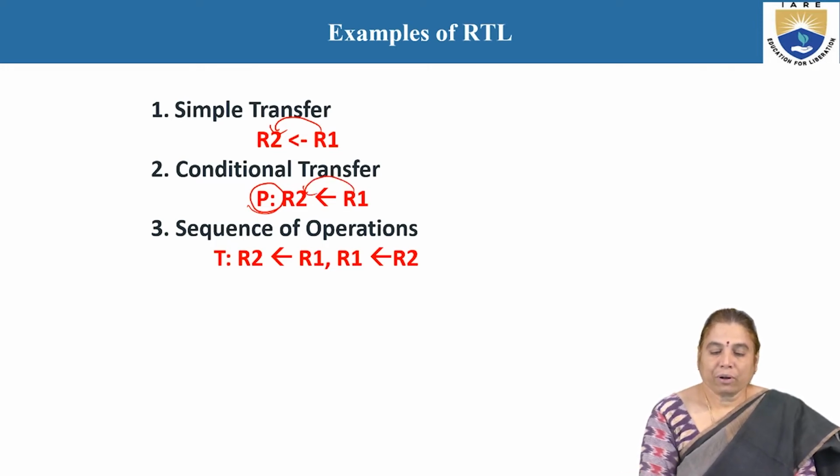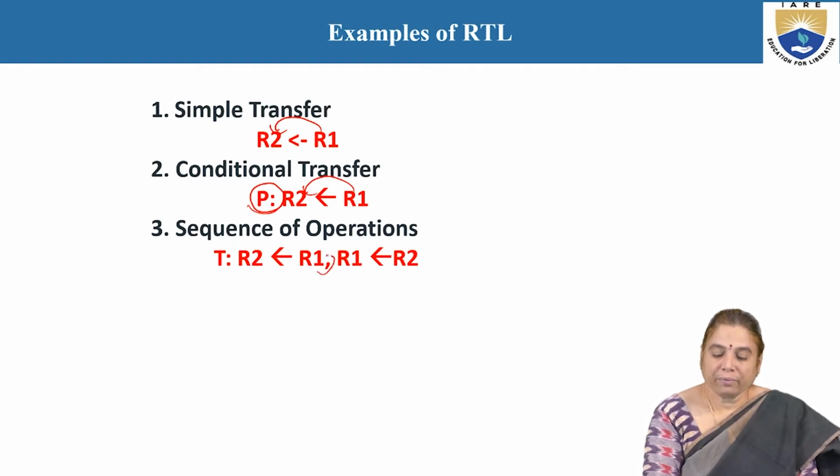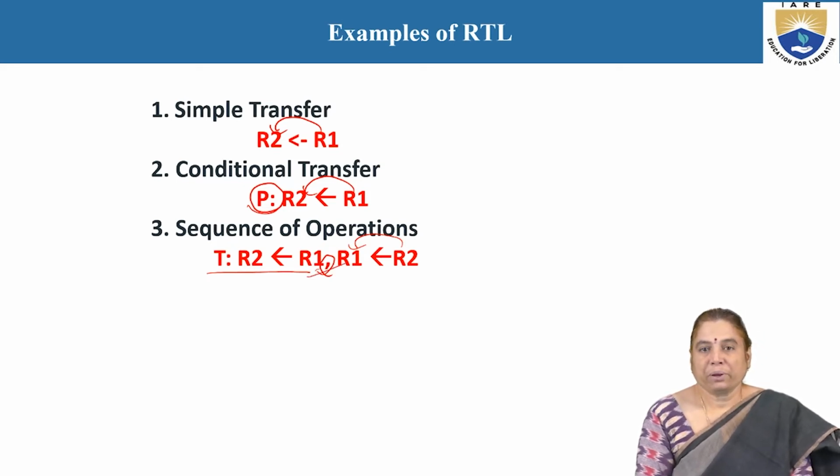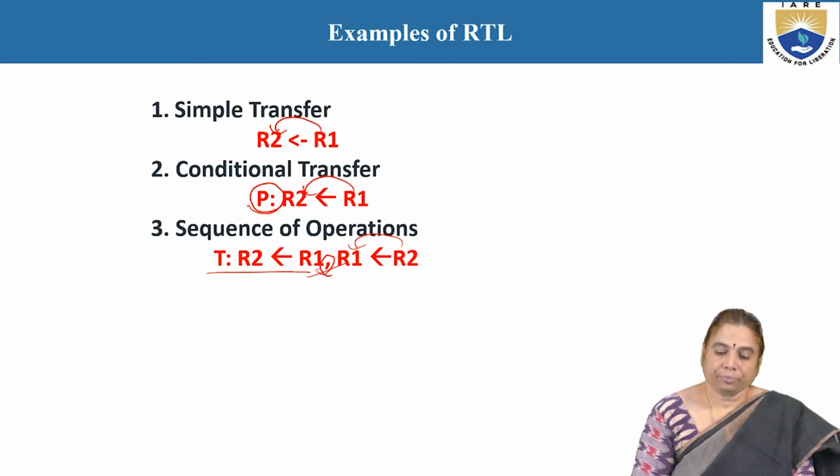Next, sequence of operations. Those sequence of operations can be separated with a comma. So transfer of R2 content to R1 is one micro operation, and conditional transfer is another micro operation. These two micro operations can be separated with a comma. In this way, the registers can be notated in the RTL.